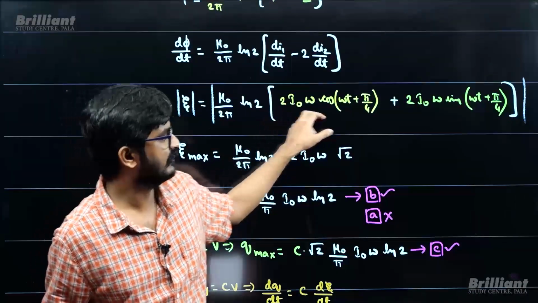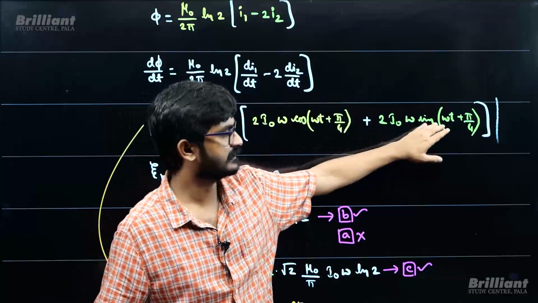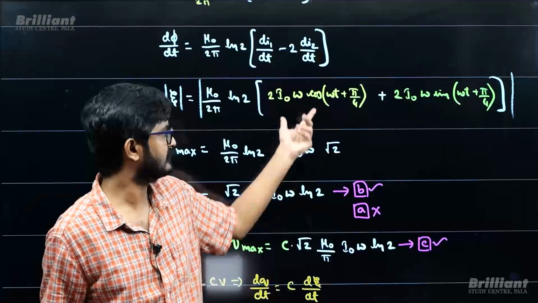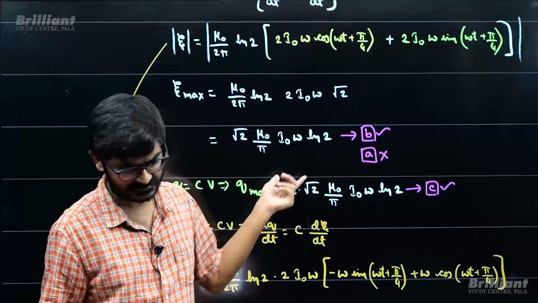So what is the maximum value of this thing? This is like A cos theta plus B sin theta, right? For A cos theta plus B sin theta, the maximum value will be root of A square plus B square. So you can do that maximum value. From there you will get option B as correct, option A as wrong.